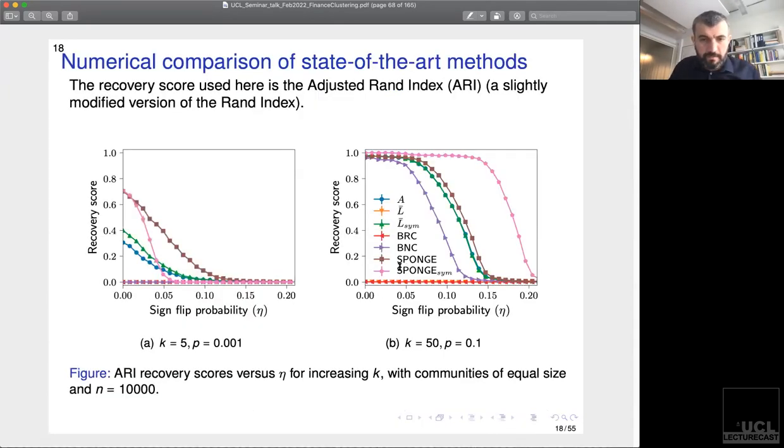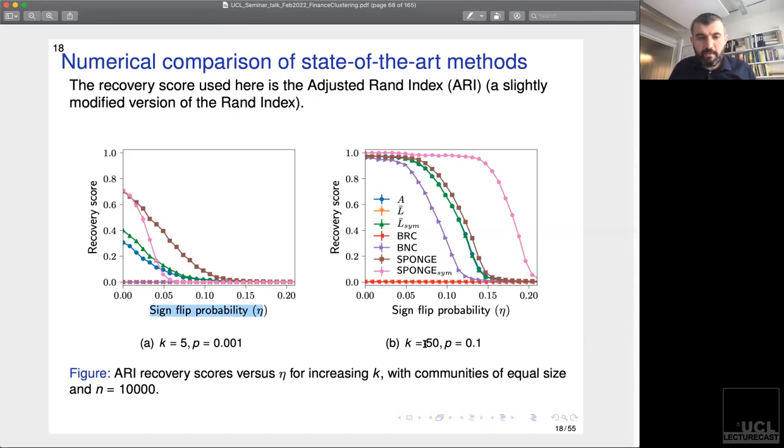So there are some experiments that I want to show here in terms of how these different methods work when you compare them on these SSBM models. So here we have an experiment with 5 clusters. The edge density in the graph is kept very small, and then on the x-axis I vary the sign flip probability, so the noise level. And the y-axis is the recovery score. It's called the adjusted rand index. So the higher, the better.